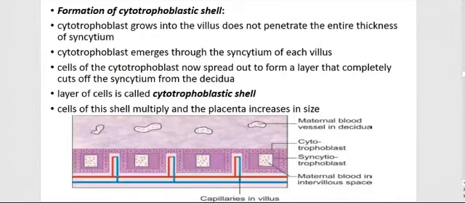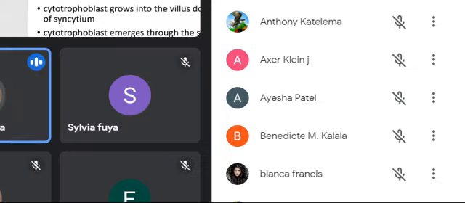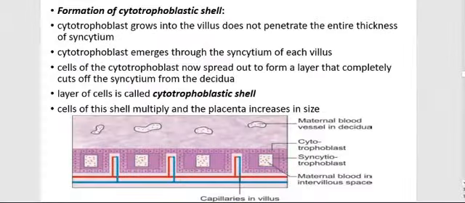Now that we have formed these villi, the most external layer is the syncytial trophoblast. So we have the syncytial trophoblast externally, then deep to that we have the cytotrophoblast, and then again deep to the cytotrophoblast we have the somatopleuric extraembryonic mesoderm. So that is the arrangement.